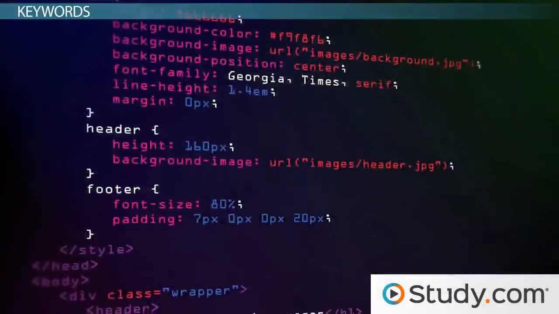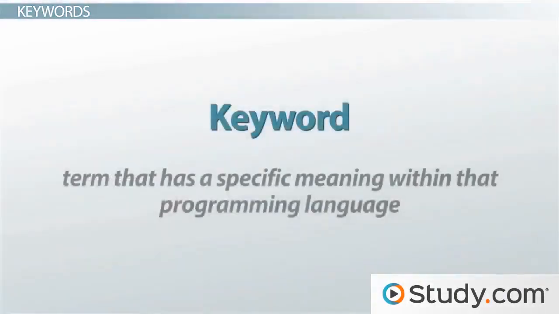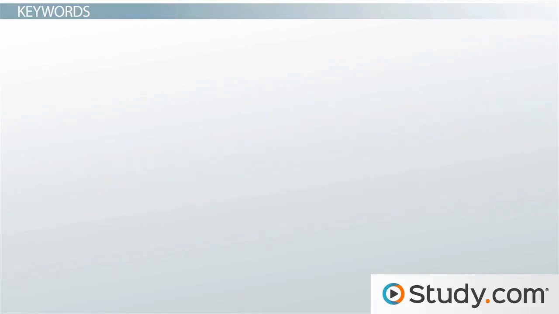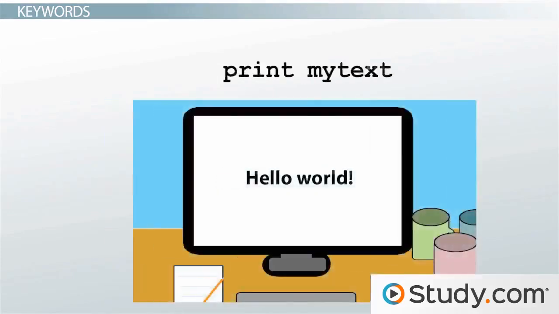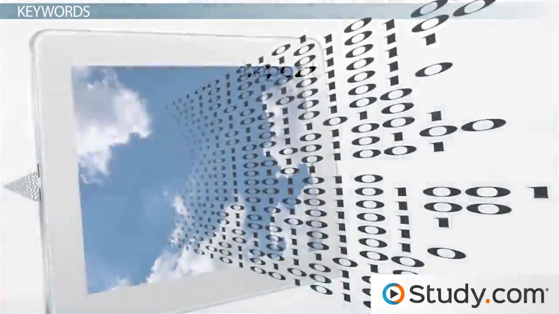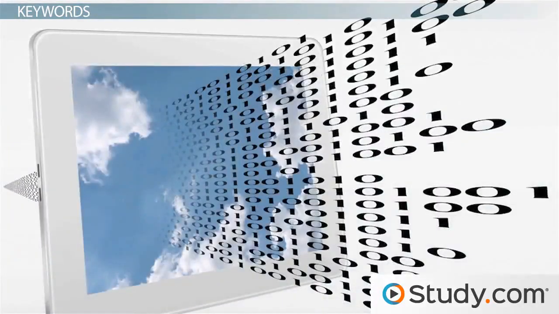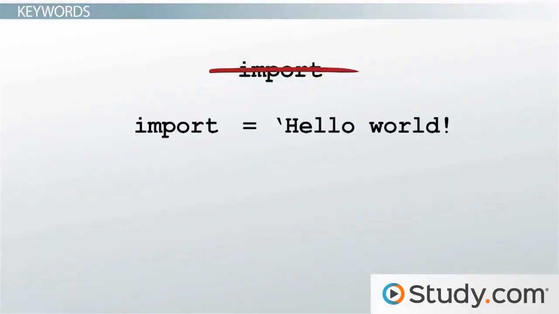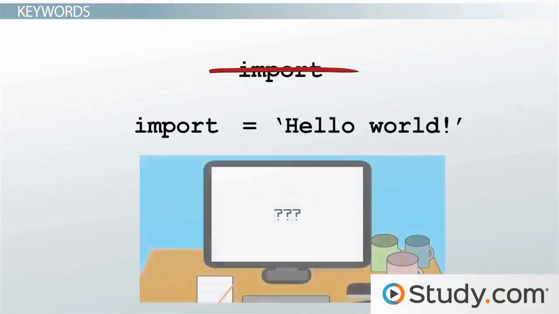Programming languages use keywords. A keyword is a term that has a specific meaning within that programming language. For example, the command print in the previous example is a keyword. As you might have guessed, this keyword prints whatever comes after it to the screen. Another example of a keyword would be import, used to import something so that it can be used in the program. Keywords are reserved, meaning that you cannot use them for anything else. For example, you cannot create a variable called import, since this would get very confusing.